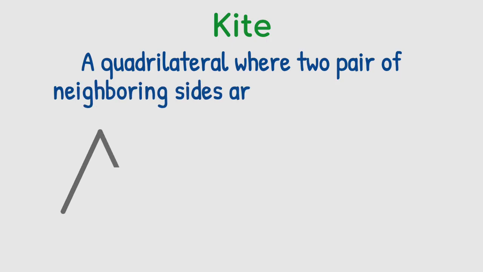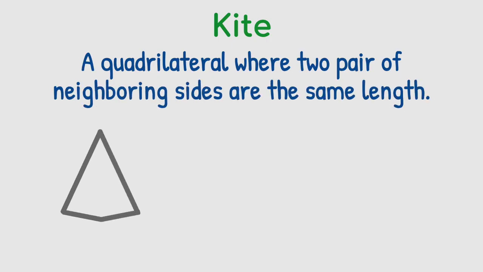Kite. A quadrilateral where two pairs of neighboring sides are the same length. Unlike a parallelogram, the equal sides are next to each other and not across from each other. The shape of an actual kite flying in the sky is exactly where this quadrilateral gets its name.